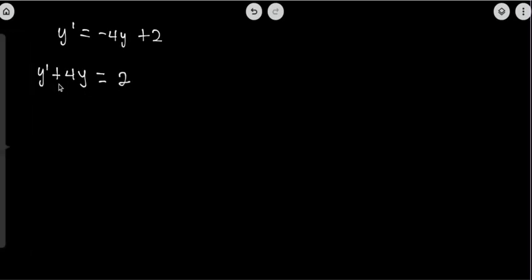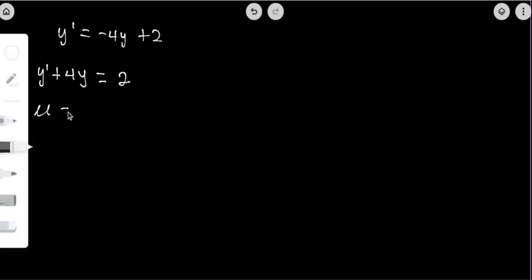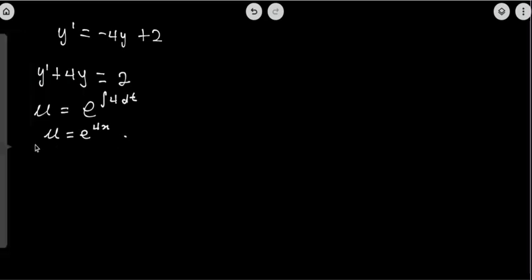Then you could see that the coefficient of y is a positive 4. So our integrating factor becomes e to the power the integral of this 4 dt. And when I integrate, I'll get e to the power 4t. So this is my integrating factor.